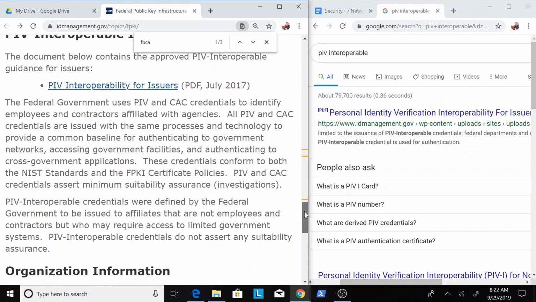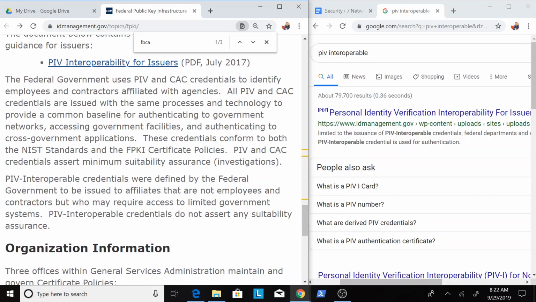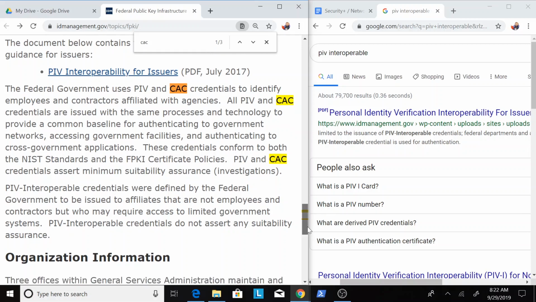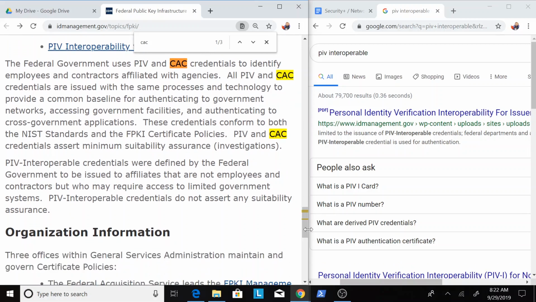They say that the federal government uses PIV, personal identity verification, and CAC credentials to identify employees and contractors affiliated with agencies. All PIV and CAC credentials are issued with the same processes and technology to provide a common baseline for authenticating to government networks, accessing government facilities, and authenticating to cross-government applications. These credentials conform to both the NIST standards and the FPKI certificate policies.